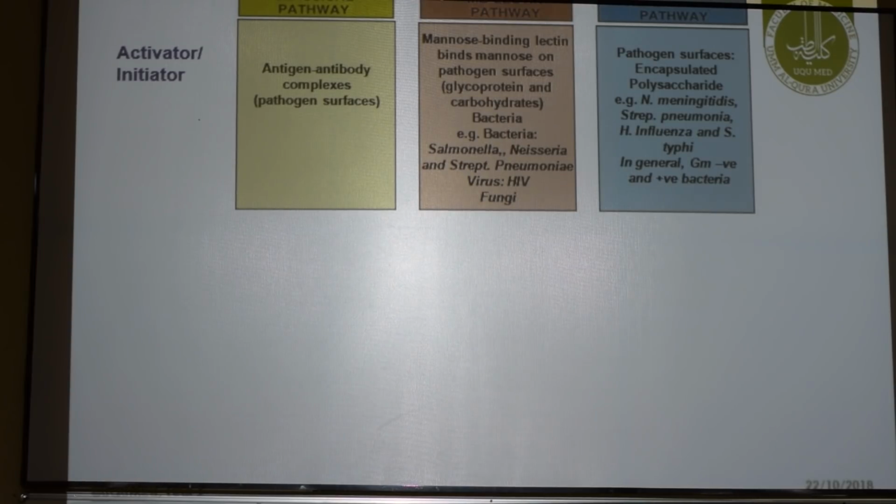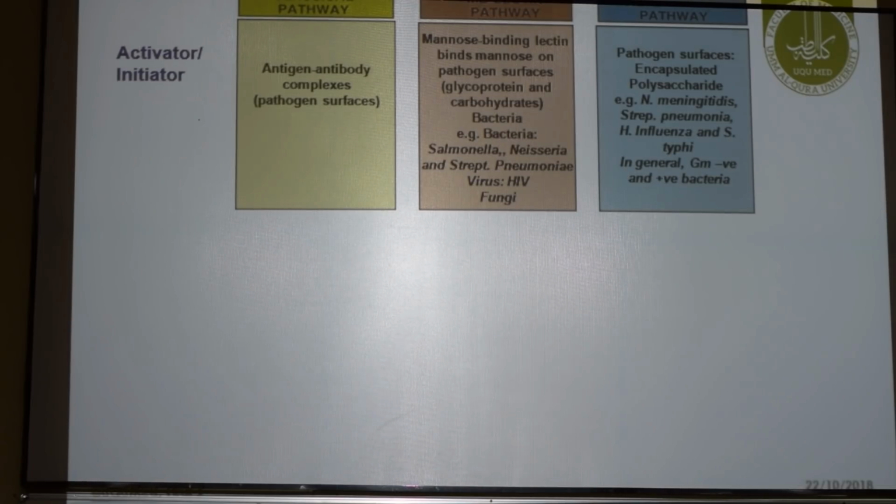So there are three main pathways that activate the complement proteins. One is called the classical pathway, the other one is called the alternative pathway, and the third one is called the mannose binding lectin pathway. So these are the three pathways that activate the complement proteins. I'll show you, one by one, the steps of how it is activated.